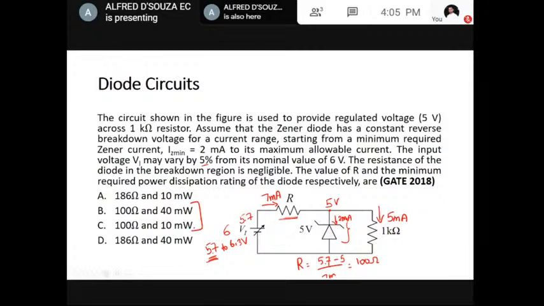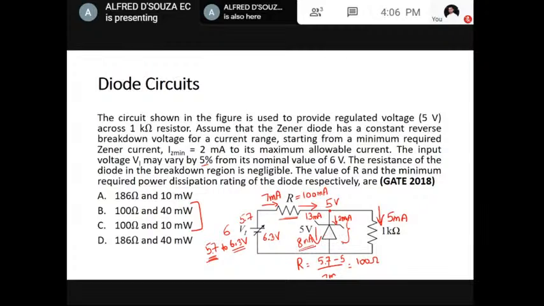There are two options. Next, how much should be the power dissipation? Okay, power rating of the diode. For that, you will have to consider the highest possible voltage, that is 6.3 volt. Now we know the value of R. This is always 5. So 6.3 minus 5 divided by 100 will be the current that is flowing. So that comes to 13 milliampere. Out of 13, 5 will flow through this 1 kilo ohm. So remaining 8 milliampere should flow through this Zener diode.